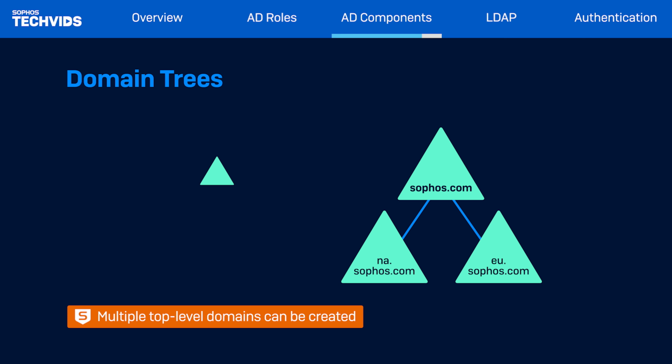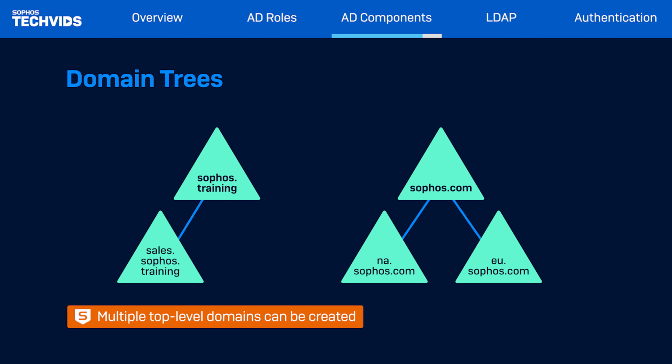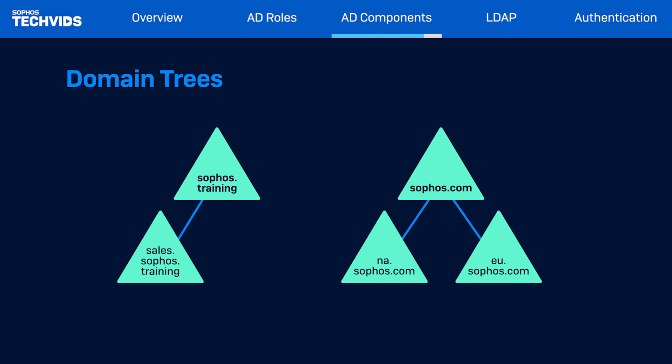It's also possible to create new top-level domains. I'll add sophos.training to our forest. Some companies choose to create new top-level domains to distinguish different areas of activity within the organization. With this addition, we now have 2 trees in the forest.